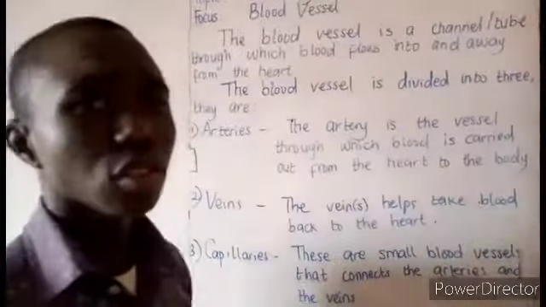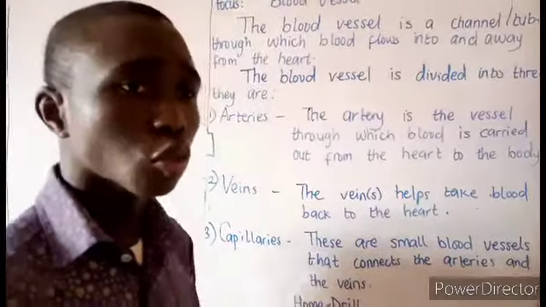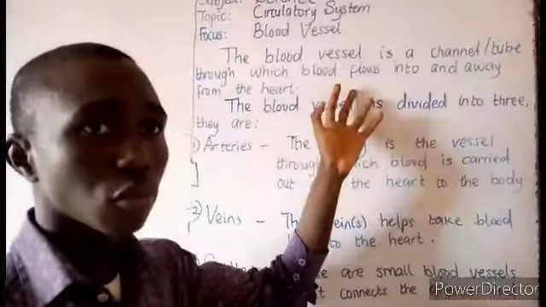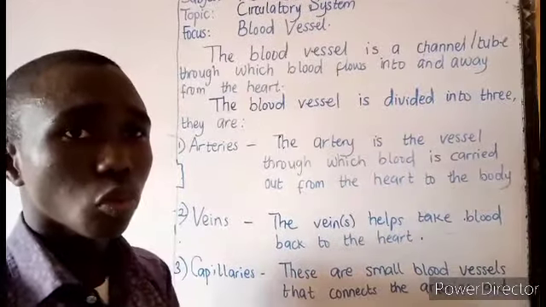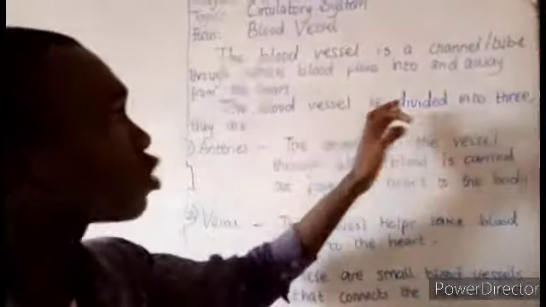Now, for the heart to work as it is, for it to pump blood, for the blood to move around the body, it needs the blood vessel. So the blood vessel is that channel through which the blood moves before getting to the various parts of the body. Now, the blood vessel is divided into three.